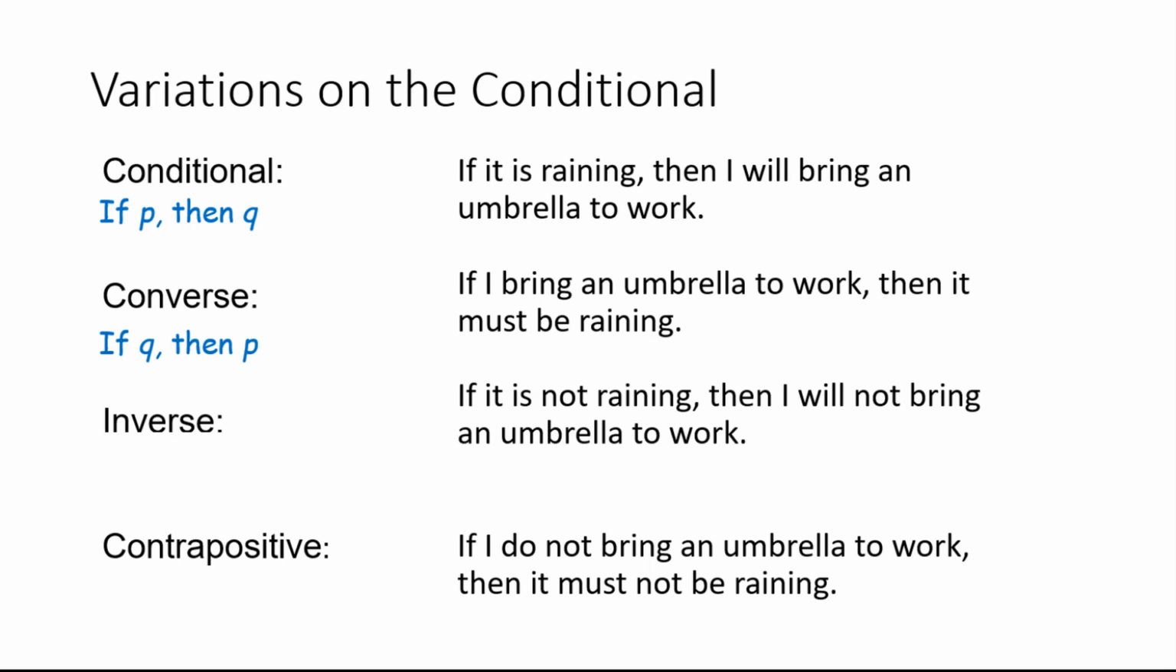The inverse of if P then Q is if not P, then not Q. So rewriting the conditional, if it is not raining, then I will not bring an umbrella to work. And finally, the contrapositive for if P then Q is if not Q, then not P. The contrapositive statement is if I do not bring an umbrella to work, then it must not be raining. The conditionals and their variations, that's if P then Q, and the converse, inverse, and contrapositive need to be memorized.